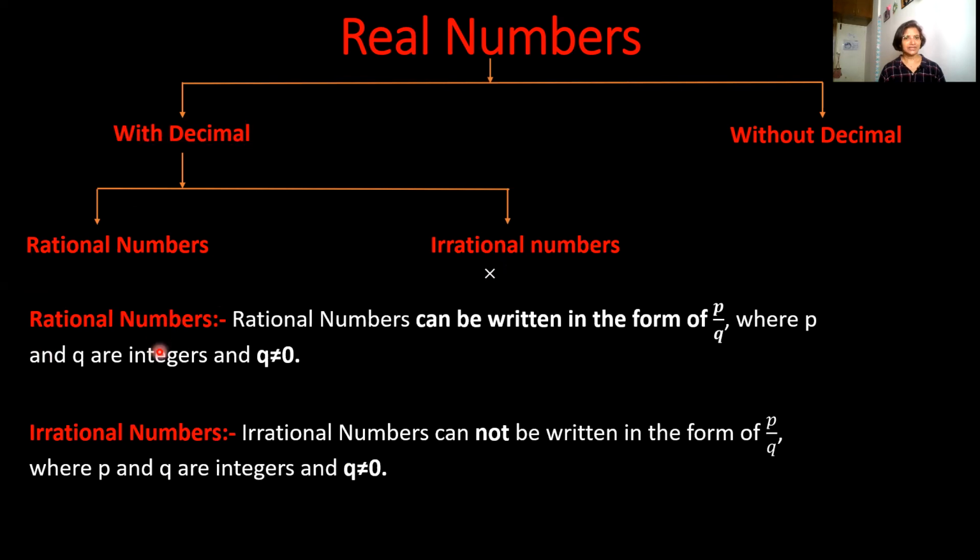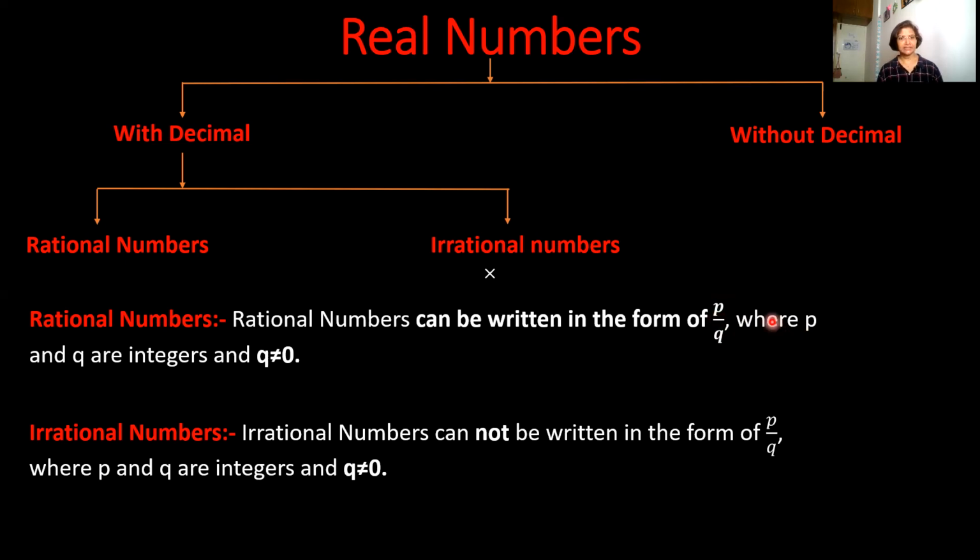So what are rational numbers? Rational numbers can be written in the form of P upon Q, where P and Q are integers and Q is not equal to 0. What does it mean? This is the form to write a rational number, P upon Q. And what are P and Q? P and Q are integers. Integers means you can include all negative numbers, or positive numbers. You can include 0 also.